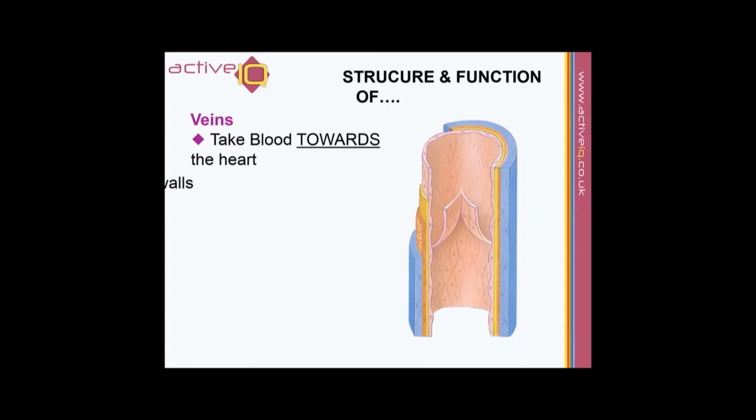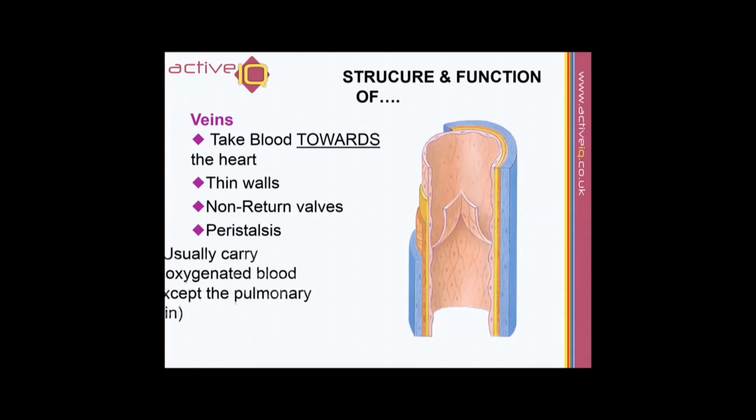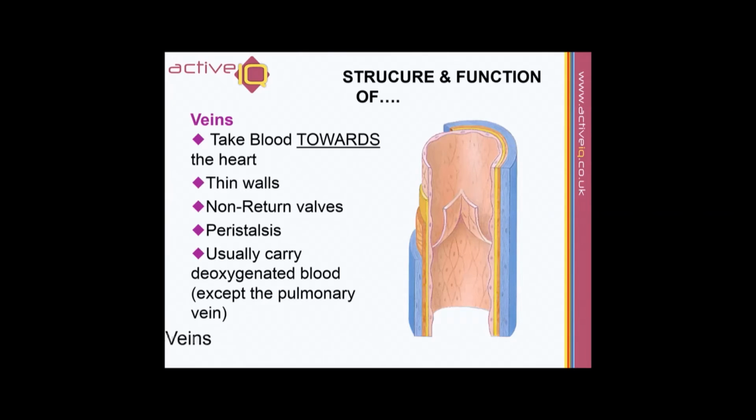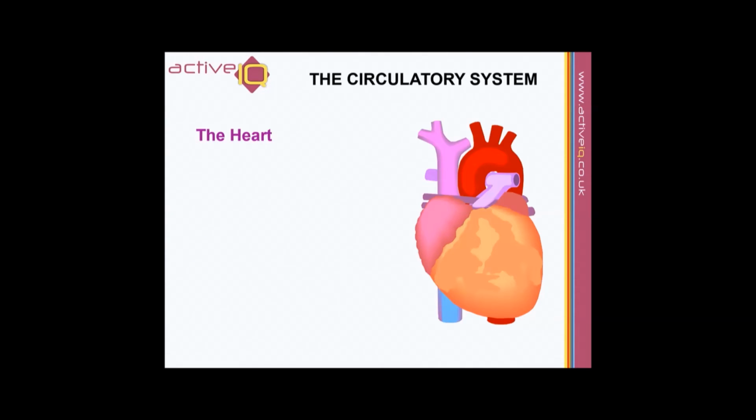We're now looking at veins. So veins always take blood towards the heart, that's the definition. They have thin walls, and if you look in the middle of that cross-section diagram, you'll see that there are some non-return valves there. They have peristalsis, which means that the muscle contracts, and they usually carry deoxygenated blood except for the pulmonary vein. And then we have capillaries, venules and veins in the reverse order.